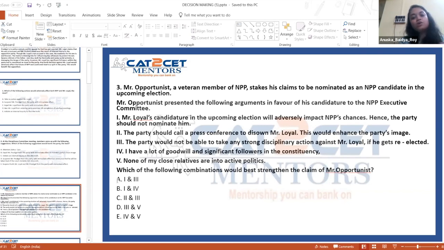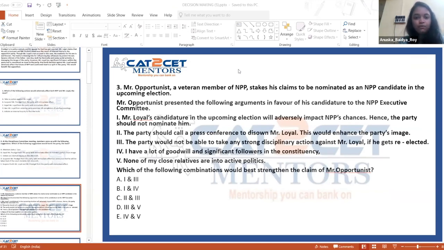Next one, 2. The party should call a press conference to disown Mr. Loyal. This would enhance the party's image. Now see, this is again a very drastic step. Mr. Opportunist is saying that this person whose son is under trial, we should call a press conference and disown this person because we want our party's image to be enhanced. Now, this is a very drastic step. You cannot disown a person because their son is under trial. We have to understand that it is not proven that he is the murderer. It is suspected that he is the murderer. But you guys understand? Chalo. Now, so 2 is not a good option.